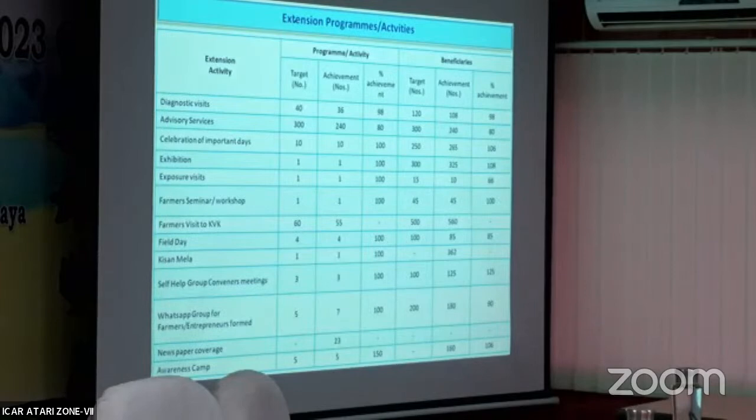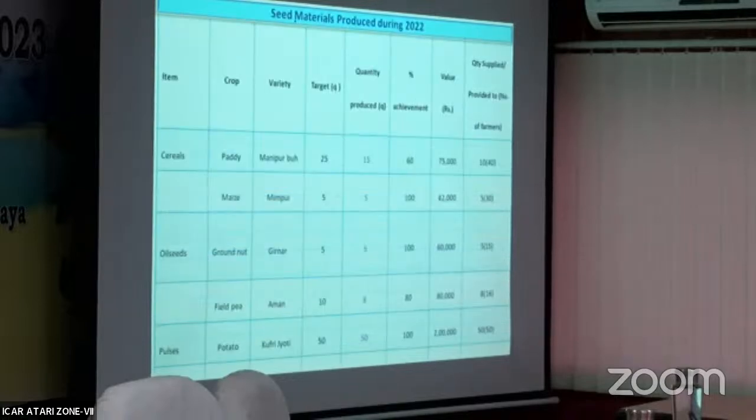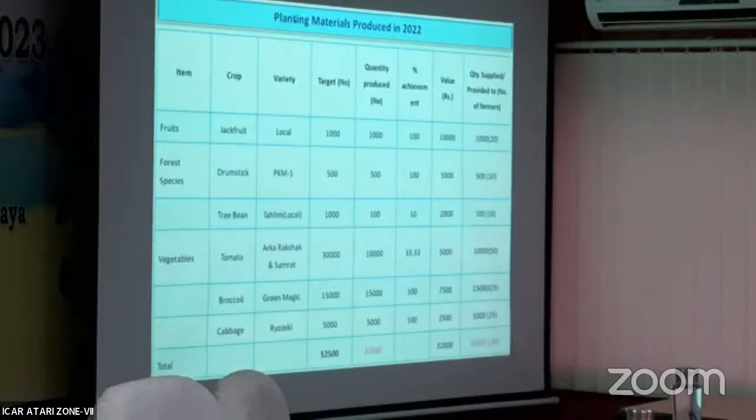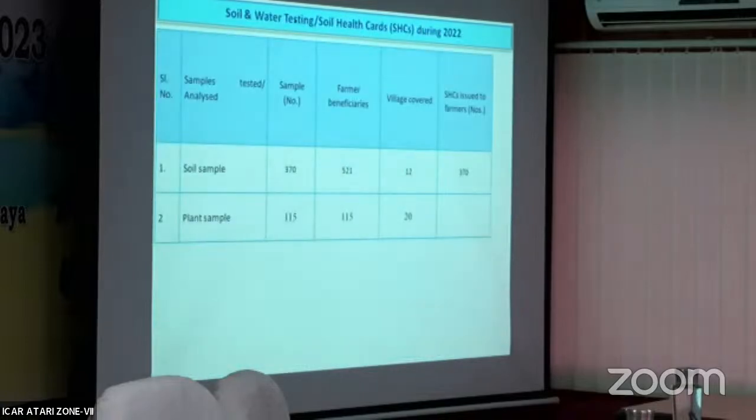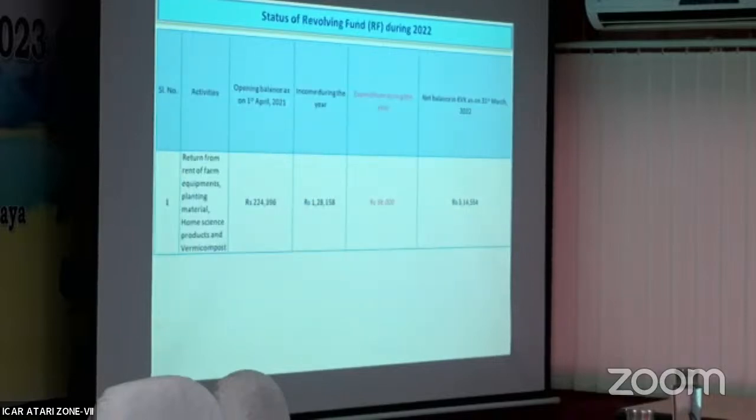Extension programs, publication, we don't have much. Seed materials, planting materials, bioproduct, and soil. 378 soil health cards we have issued for farmers. 491 messages in text and voice have been sent. And this is our revolving fund status by now.